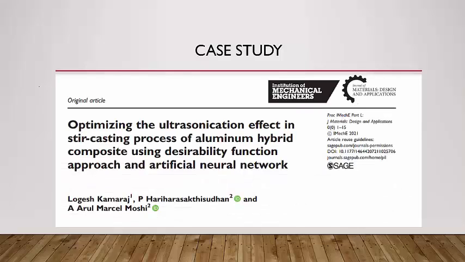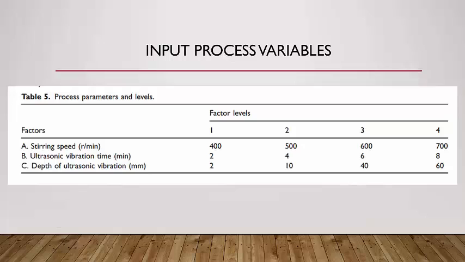We can try a case study. This work has been published in Proceedings of the Institution of Mechanical Engineers, Part L, Journal of Materials Design and Applications in the year 2021. In this work, the influence of the process variables of the ultrasonic assisted stir casting method on the properties of produced composite materials has been tested. The process variables stirring speed, ultrasonic vibration time, and depth of ultrasonic vibration have been considered at 4 different levels as listed in this table.